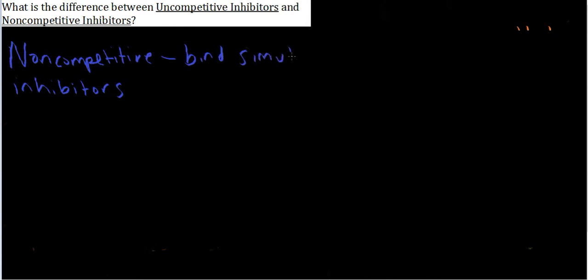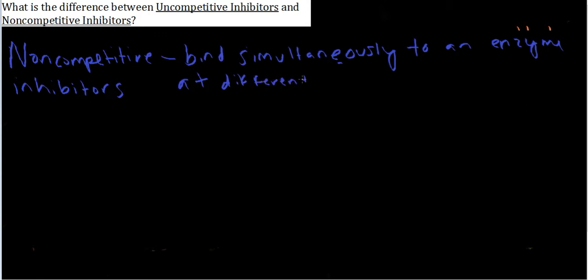simultaneously, as we said before, simultaneously to an enzyme at different binding sites. So this non-competitive inhibitor can bind simultaneously to an enzyme molecule at different binding sites. And what I mean by simultaneously is it can bind simultaneously with the substrate. Okay, and so what the non-competitive inhibitor does is it acts by decreasing the overall number of active enzyme.